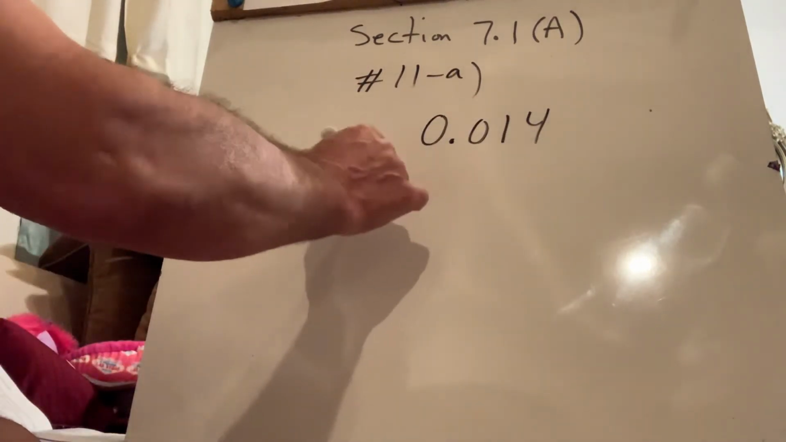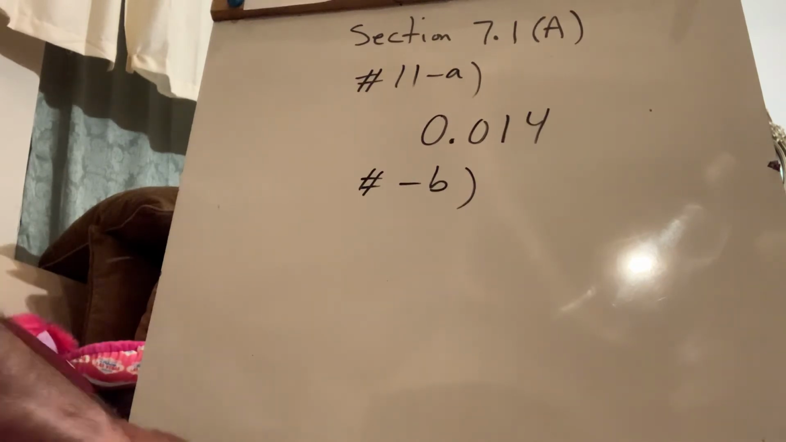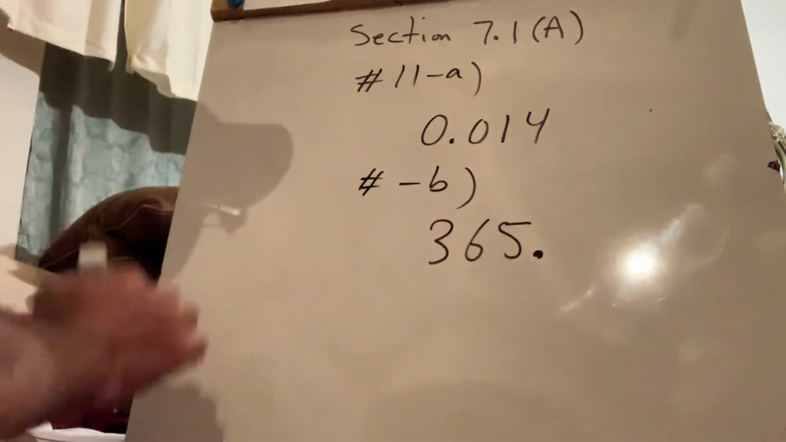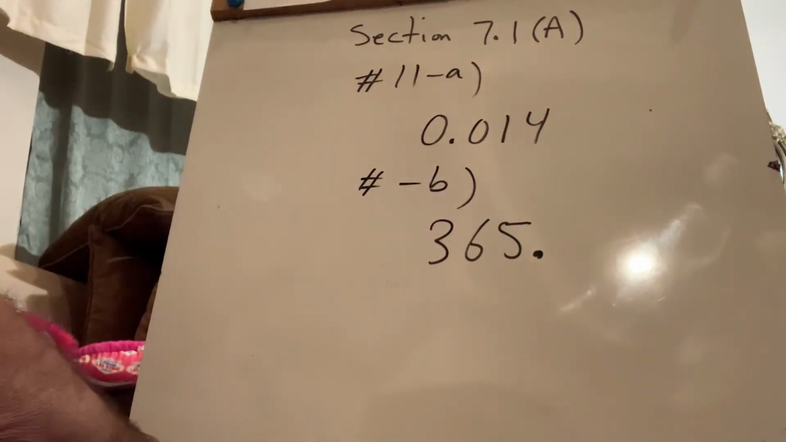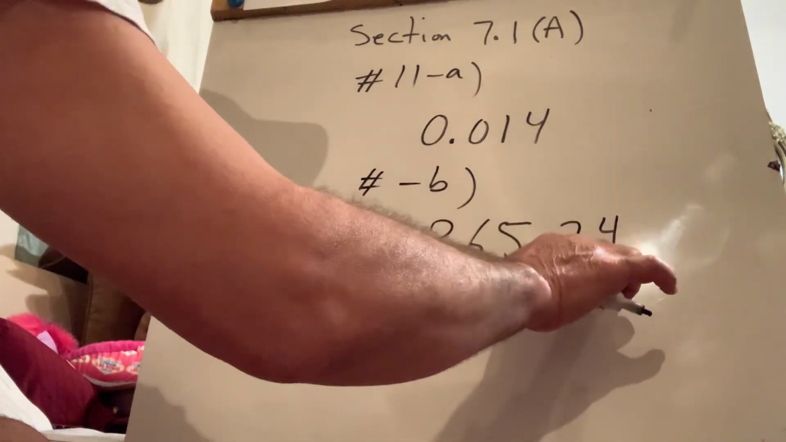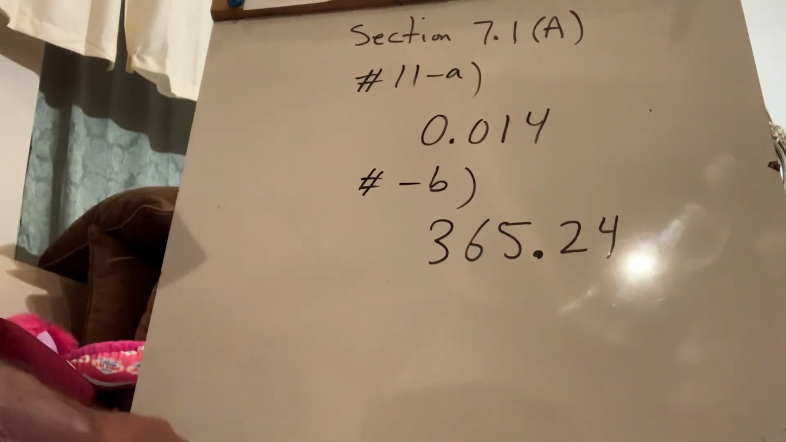Now for 11B, again in words, it says the earth orbits the sun once every 365 and 24 hundredths days. So 365 will be 365. When it says and, remember, that means that's a decimal point. And then 24 hundredths, which means the 4 is in the hundredths place. So you write the number 24, and since 4 is in the hundredths place, it will just be 0.24.